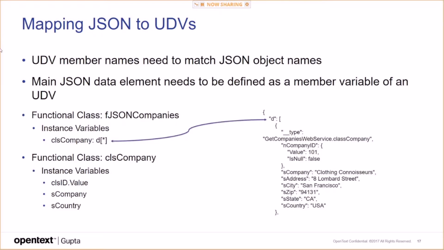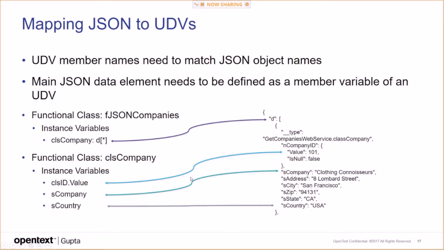And if you look at the JSON of a RESTful service, the reply from a RESTful service, then you see that many times there's an object definition name here. So that's the name of the object. In this case, it's called D. And this then needs to be defined in TD Mobile in a functional class as an instance variable. And the class company is actually the data here, which then is the data that comes from here below. So that encoding makes sure that TD Mobile and Team Developer basically understand the JSON and can match up JSON and UDVs.